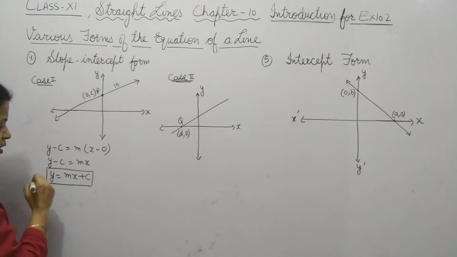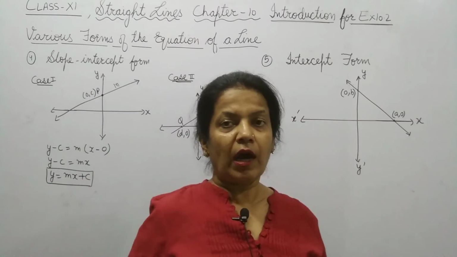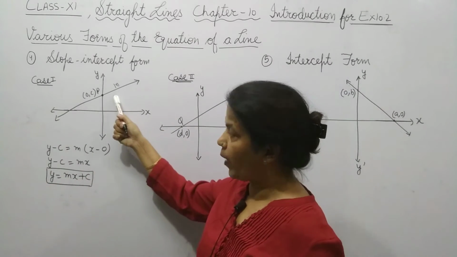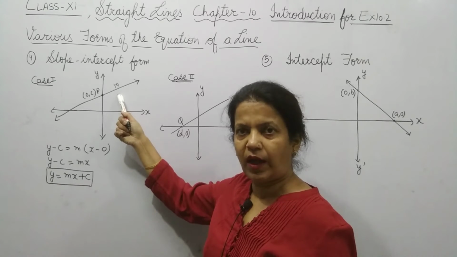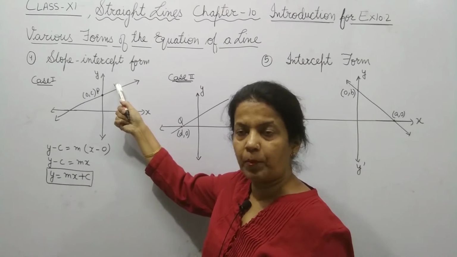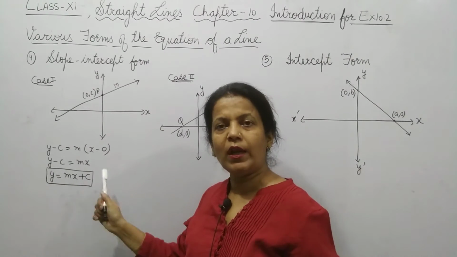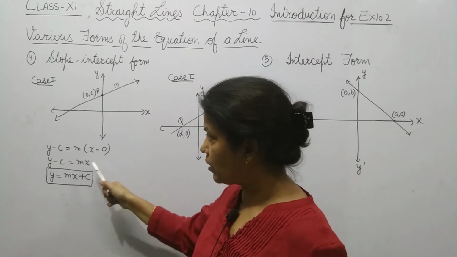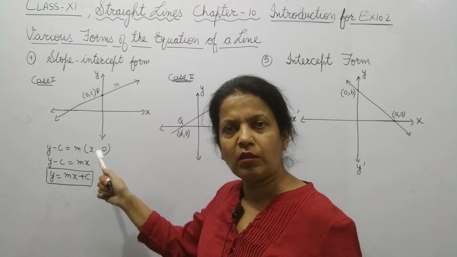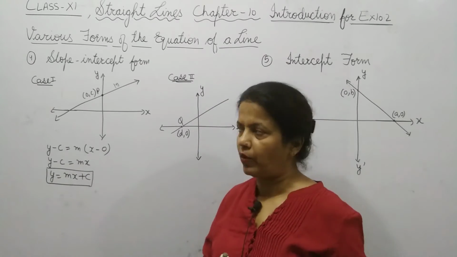So this is the formula if a line intercepts the y-axis having the slope m. So directly you can use the formula y equal mx plus c. And how does this come over here? By using the equation of a line for the one point formula.